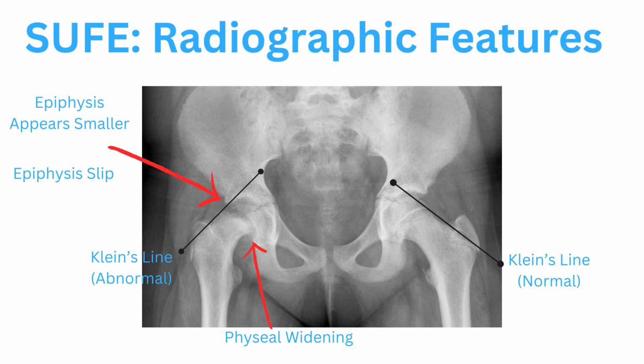Next, we can take a look at our growth plates to judge for SUFE. We can see that the right hip growth plate is significantly wider compared to the left hip, in essence separating the epiphysis from the rest of the bone. All of these features provide a definite diagnosis for a right hip slipped upper femoral epiphysis.